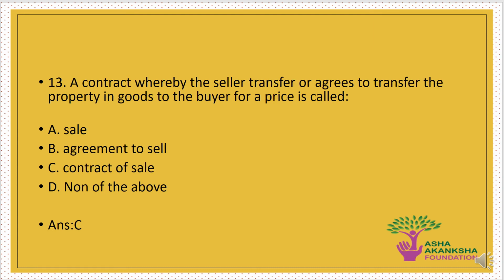The next question is: a contract whereby a seller transfers or agrees to transfer the property in goods to the buyer for a price is called which of the following? A. Sale, B. Agreement to sell, C. Contract of sale, or D. None of the above. The correct answer to this question is option C, that is, a contract whereby a seller transfers or agrees to transfer the property in goods to the buyer for a price is called a contract of sale.